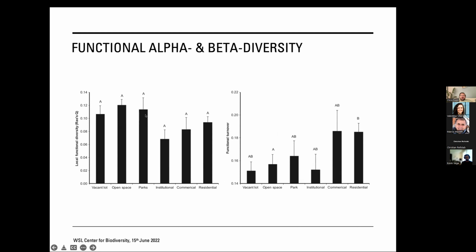When it came to alpha diversity, we did get higher turnover in commercial and residential, but there was quite a bit of variability, and so that didn't sort itself out statistically.